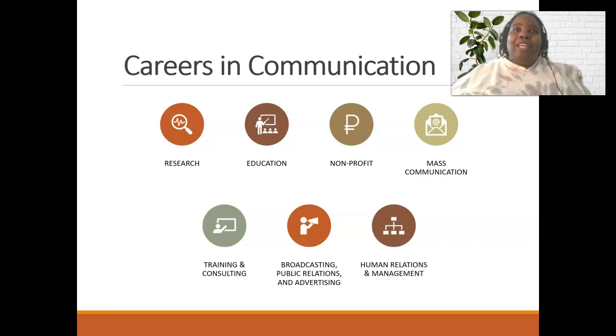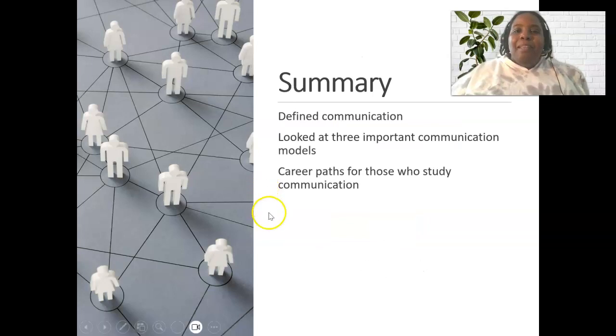However, with communication, you can pivot to other roles and use the skills that you gained in the process of education and internships to do whatever you like. The world is your oyster. And we're going to explore those things in the next chapter and the subsequent assignments, such as the career exploration paper and the resume assignment. We defined communication, looked at three important communication studies models, and I just explained some of the career paths for those who study communication.